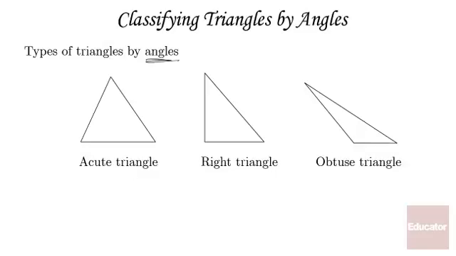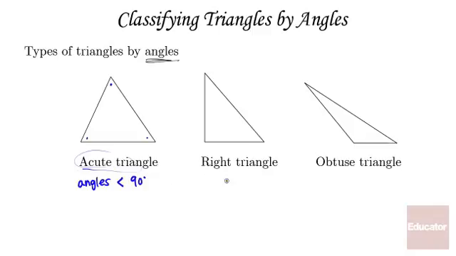Notice how all the angles, this angle here, and this angle here, are all less than 90 degrees. It means that they're kind of small, right? So all angles are less than 90 degrees. Remember, a 90-degree angle is a right angle, right? So all three of them have to be less than 90, and then it's called an acute triangle.